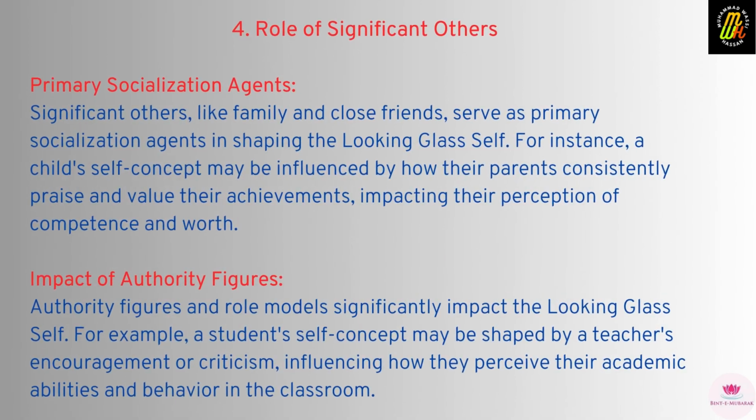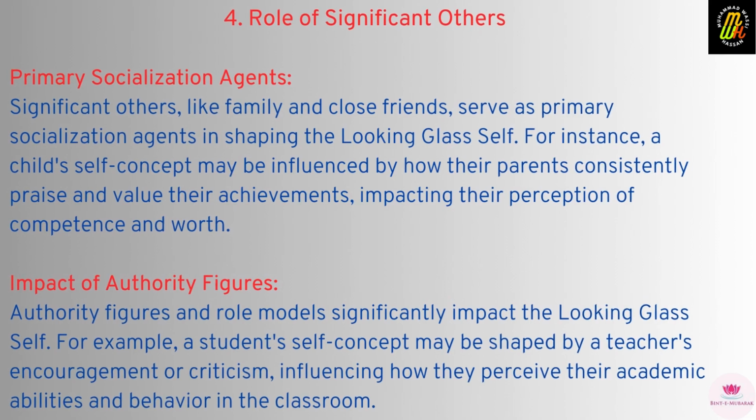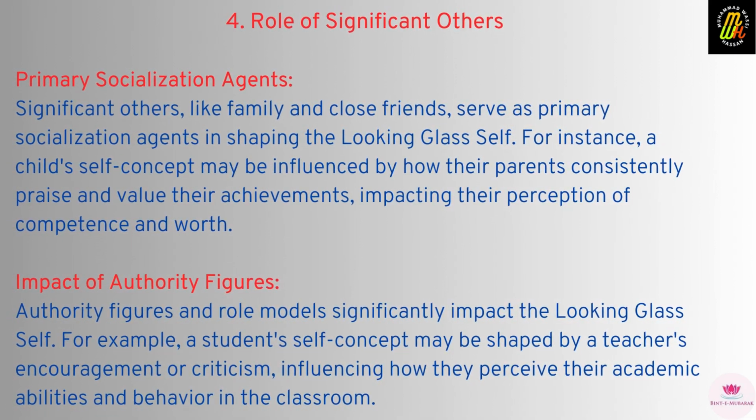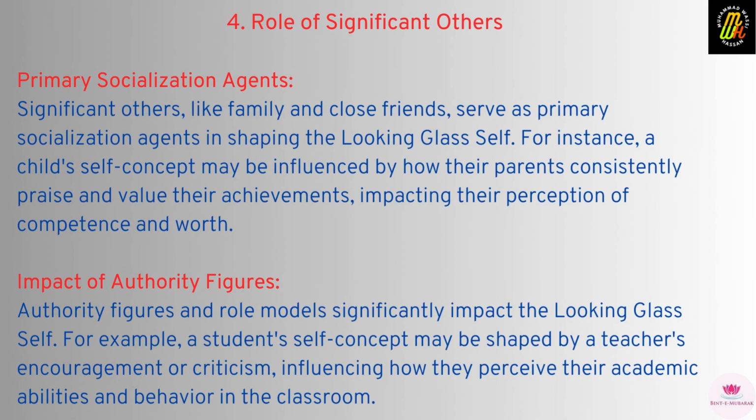4. Role of significant others. Primary socialization agents. Significant others, like family and close friends, serve as primary socialization agents in shaping the looking glass self. For instance, a child's self-concept may be influenced by how their parents consistently praise and value their achievements, impacting their perception of competence and worth.